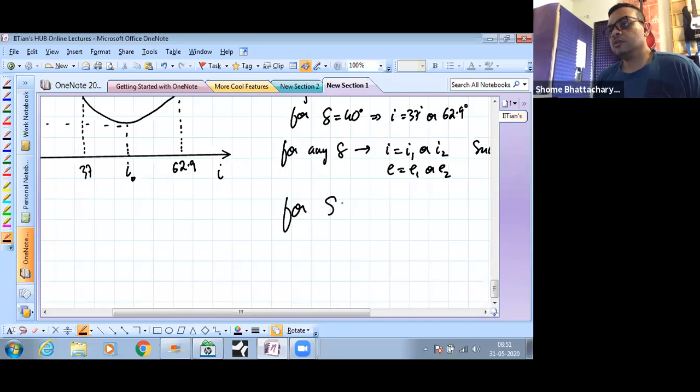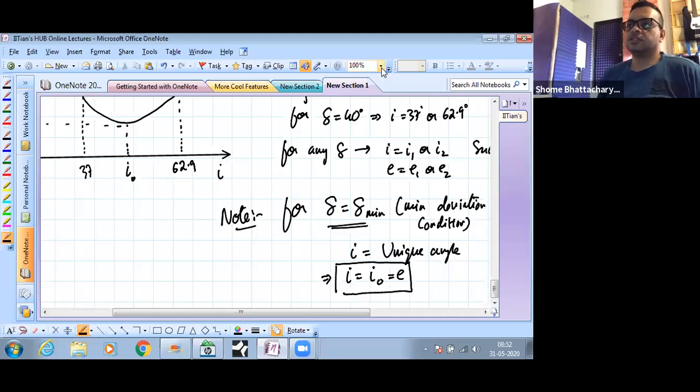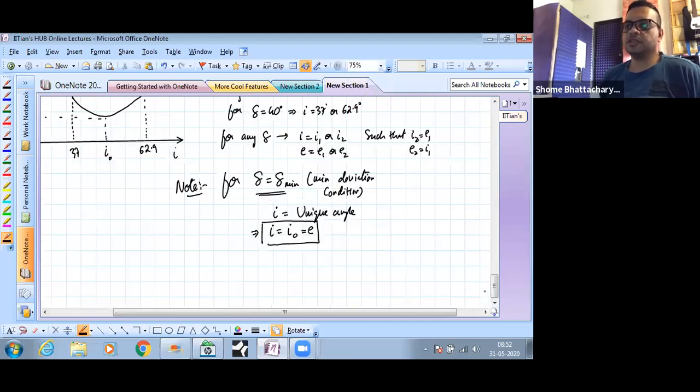So for the minimum deviation condition, we'll see that the angle of incidence is a unique angle. That means whatever the angle of incidence, that becomes the angle of emergence. So just note down this graph and this part first, then we'll come to the calculation using this.